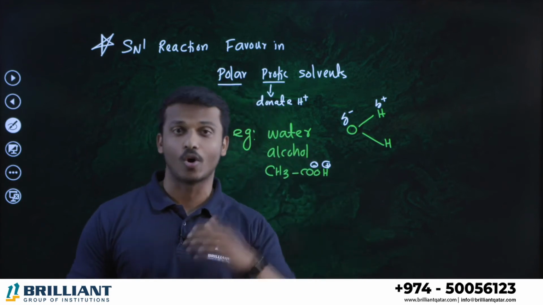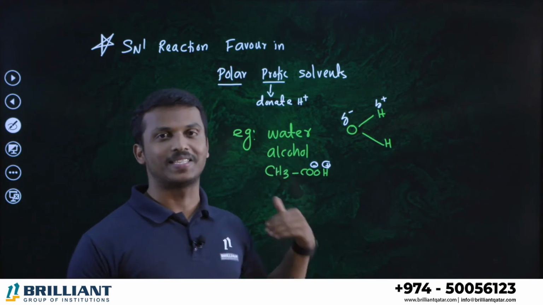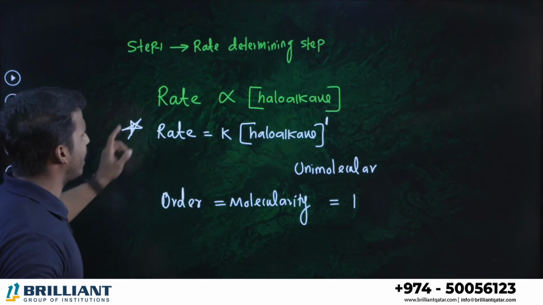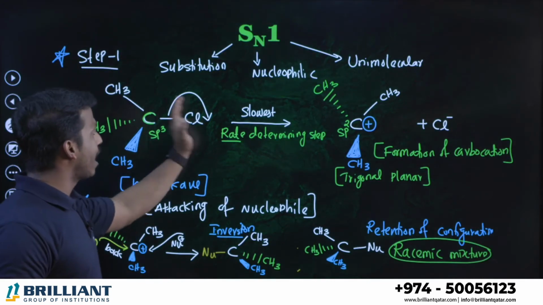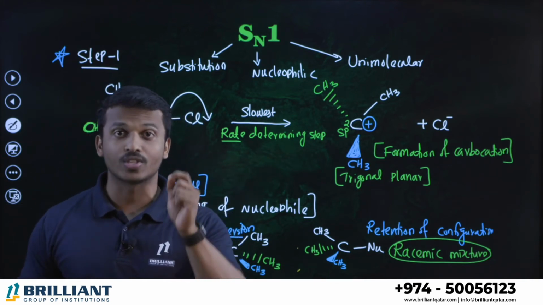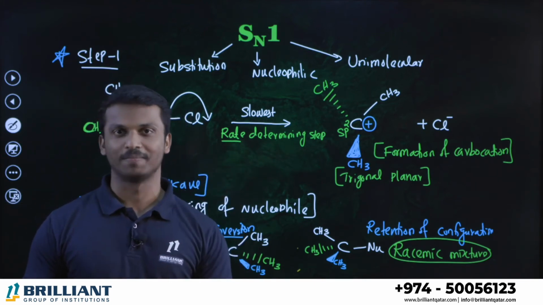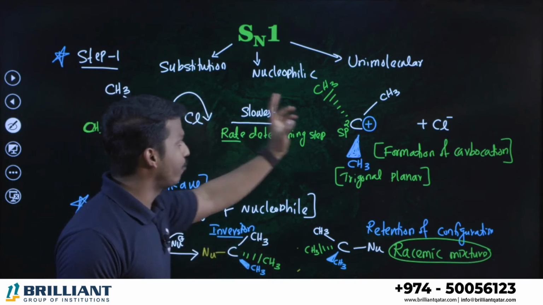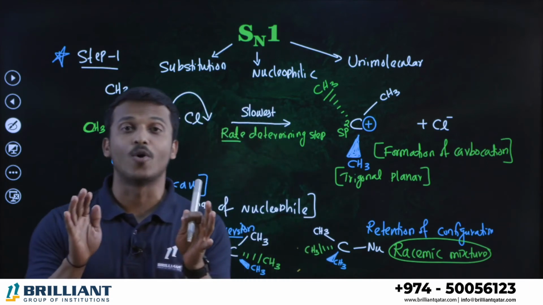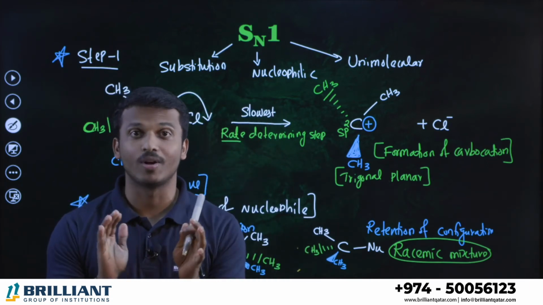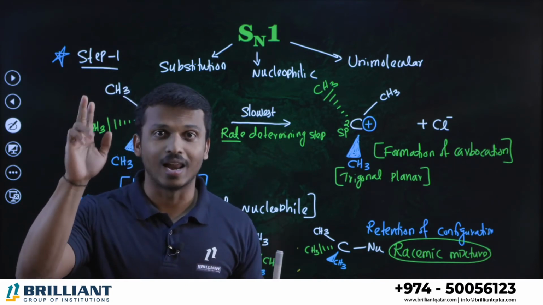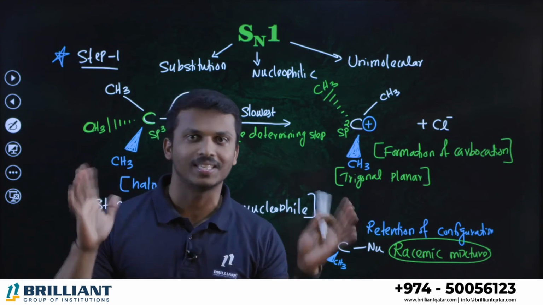Why? Next question. You got it? What is polar protic solvent? What are the examples? Then why? Dear student, what is the first step in SN1 mechanism? Leaving of halogen, formation of carbocation. These carbocations are more stable in polar protic solvent. Therefore, in SN1 mechanism we are using polar protic solvent like water, alcohol, ethanoic acid or acetic acid, etc.